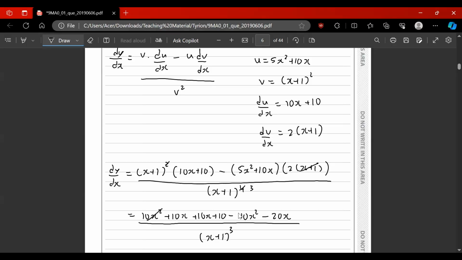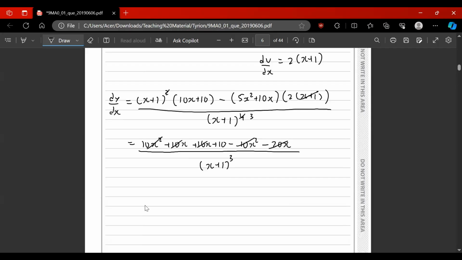So then 10x squared minus 10x squared cancel out. 10x, 10x, 20x minus 20x also cancel out. So therefore, your final answer for dy over dx is equal to 10 over (x plus 1) to the power 3. So from this, you will get a is equal to 10 and n is equal to 3. That is how you answer this question.